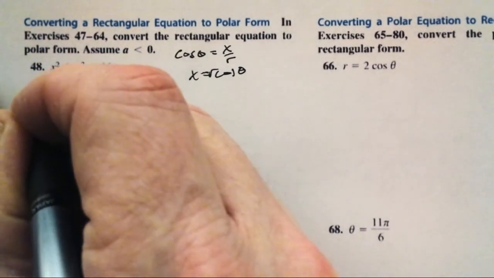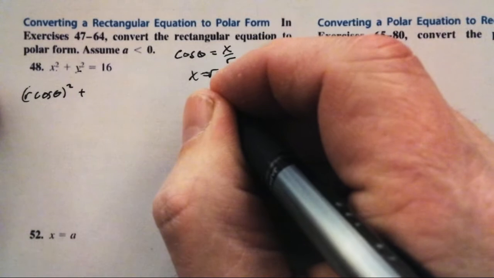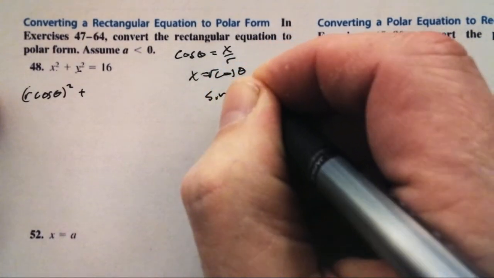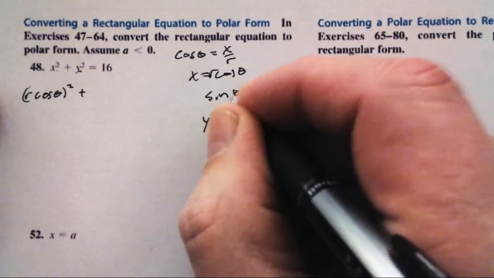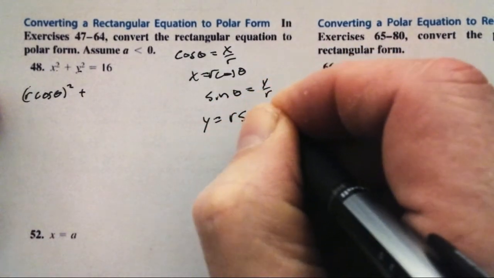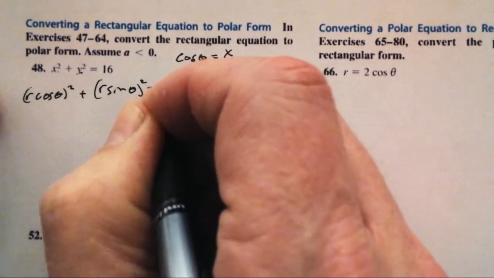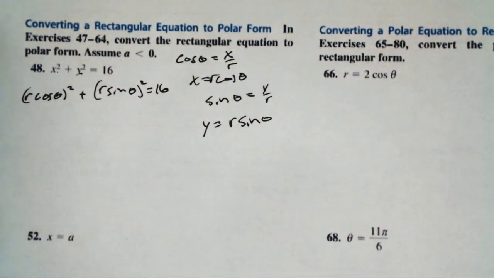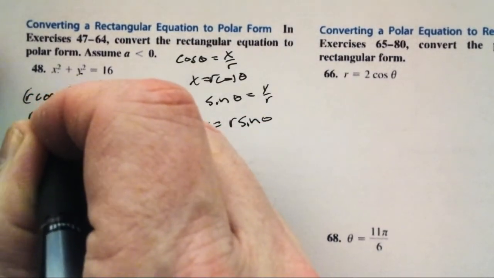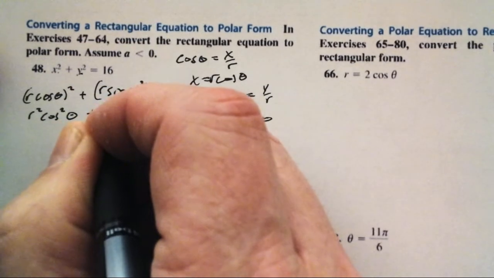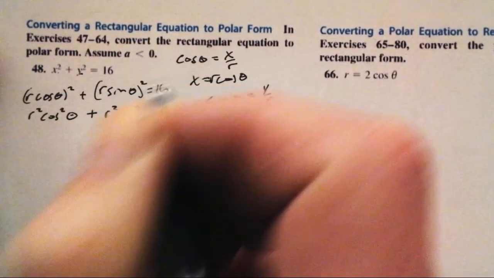So this could be r cosine theta squared plus, how about sine? Sine of theta equals y on r. So y equals, multiply by r, sine of theta. So this is r sine of theta squared equals 16. And this is a long way to go to get to a pretty simple problem. Square these, I get r squared cosine squared of theta plus r squared sine squared of theta equals 16.